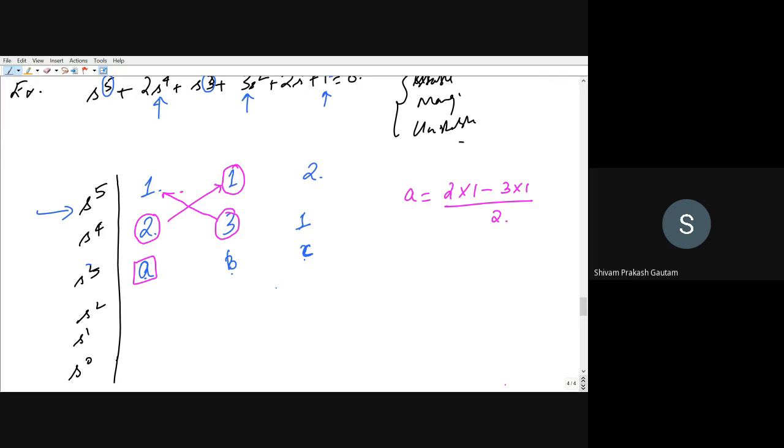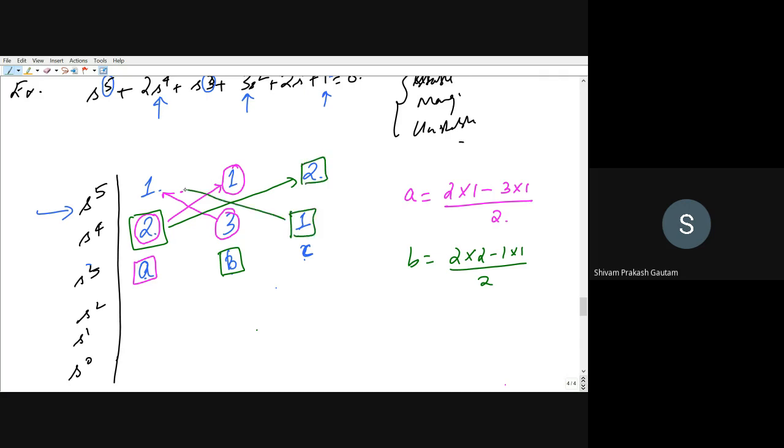For b, term b will be equal to 2 multiplied by 2 minus 1 multiplied by 1 divided by 2. So that means this 2 will be multiplied by this 2 minus this 1 multiplied by this 1, upon this 2 itself, right? So I hope you are following the pattern. And the coefficient of c will be equal to, since there are no terms here, as you can see, 2 multiplied by 0. So this will be equal to 0 itself. So c will be equal to 0.